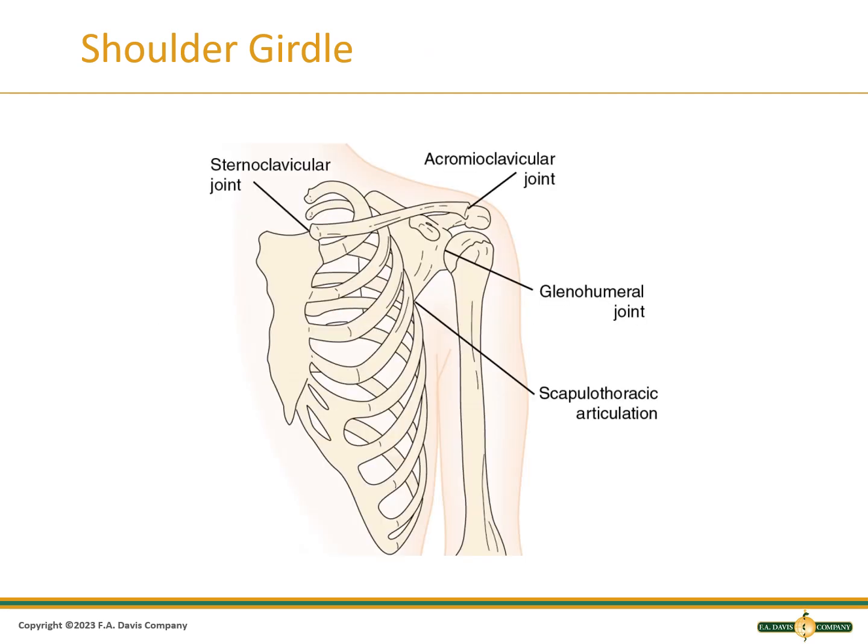So if we look at the picture of our shoulder girdle here, we have our sternum in the middle. Our clavicle attaches to our sternum at the sternoclavicular joint, runs laterally to attach to our scapula at the acromioclavicular joint, meeting with the acromion process. And then the scapula has the articulation with the posterior rib cage at the scapulothoracic articulation. We can see our glenohumeral joint is more lateral and distal to our shoulder girdle.